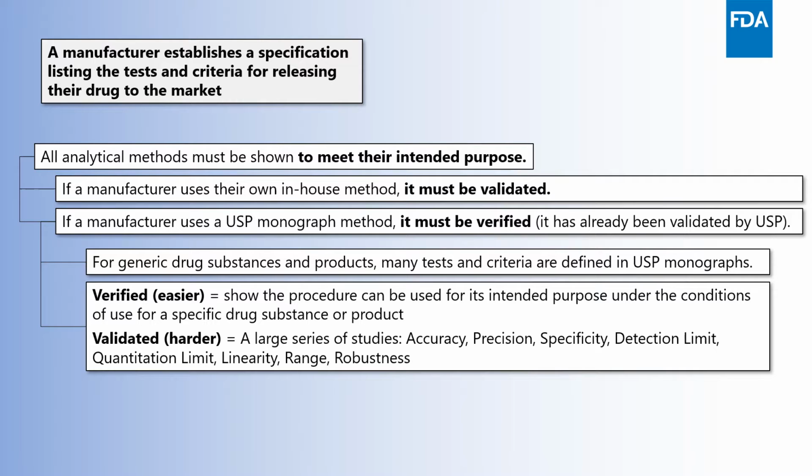Verification is easier. It is showing that the procedure can be used for its intended purpose under the conditions of use for a specific active ingredient or drug product. For example, a test must work given all components of the drug product. Validation is harder. A large series of studies must address a method's accuracy, precision, specificity, detection limit, quantitation limit, linearity, range, and robustness.